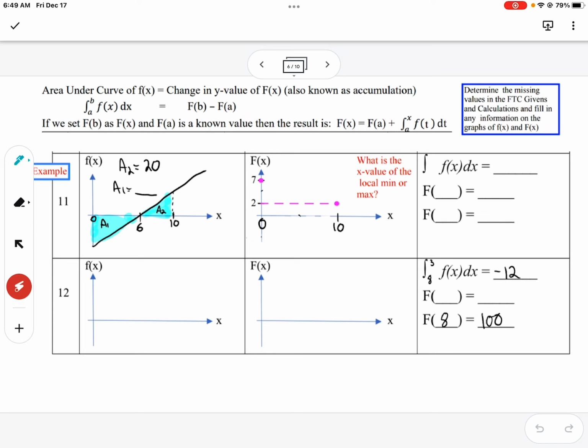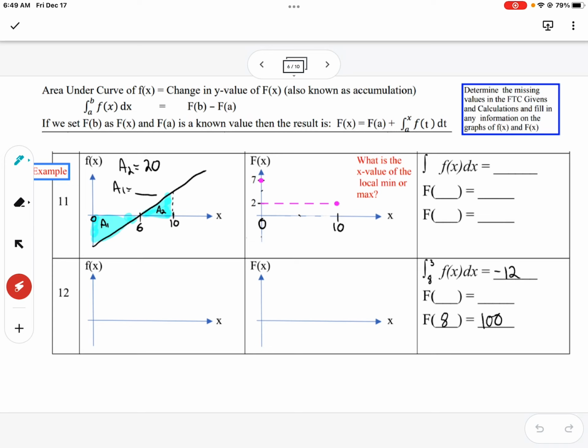Okay, so let's look at this one. So the question, what I want to do is fill in everything I can in this box. I want to fill in anything that's missing on the graphs. There's lots of different things. So what information do I have on this graph, the big graph of F of x? Well, I know that F of 0 equals 7. I know that big F at 10 is 2. So I can fill those things in.